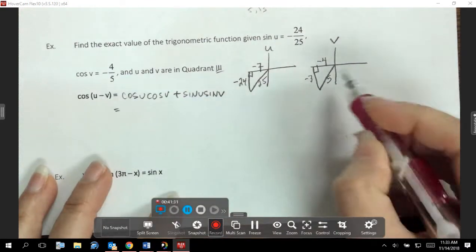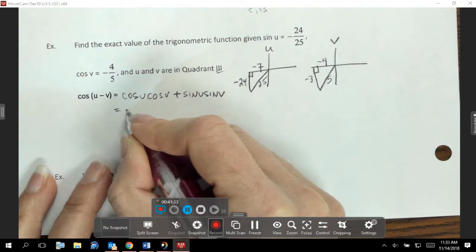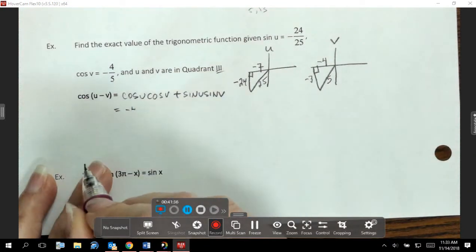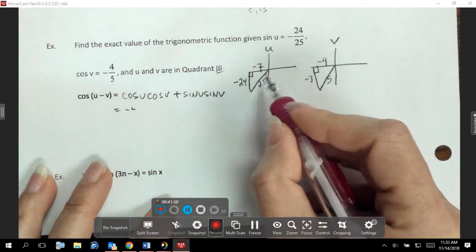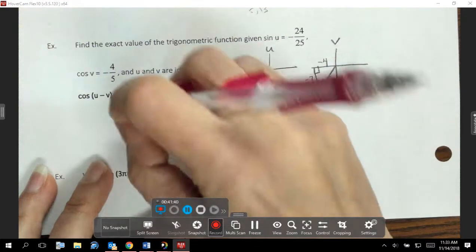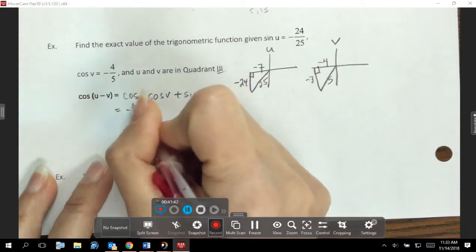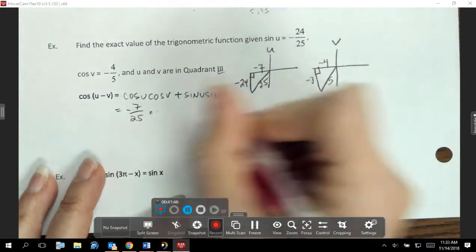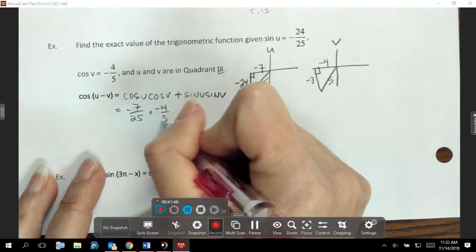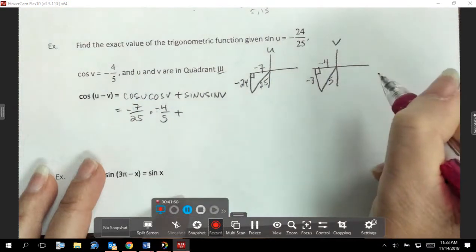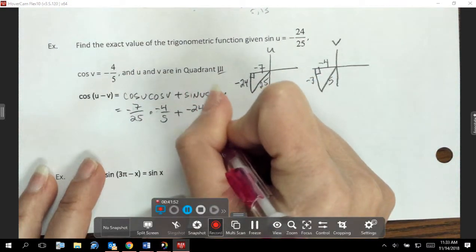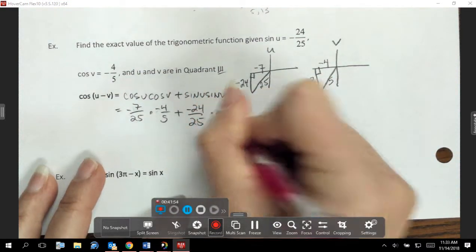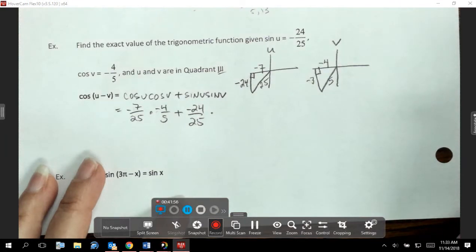Cosine u is negative 4. No, other one. Negative 7/25. Cosine v is negative 4/5. Sine u, negative 24/25. And sine v.